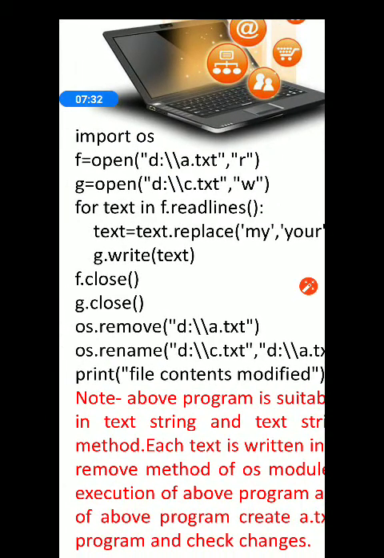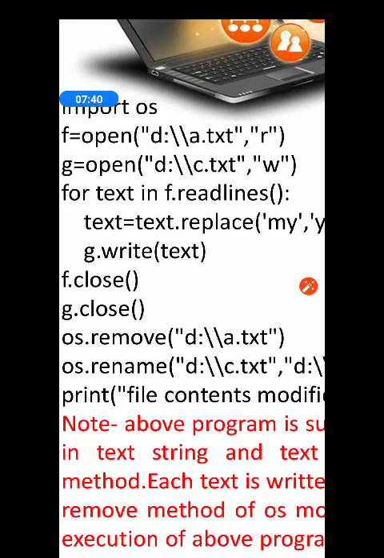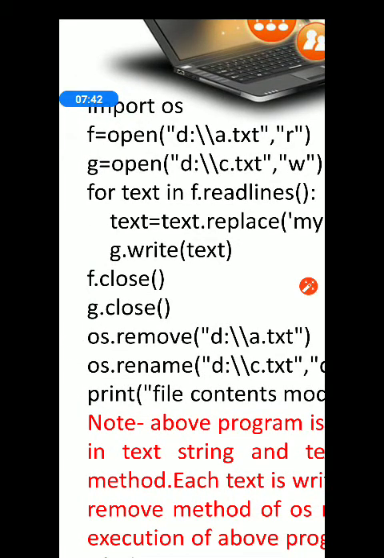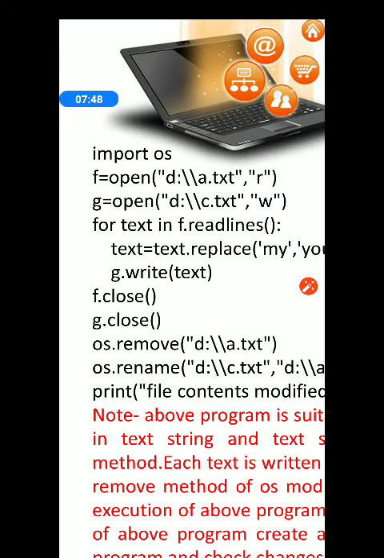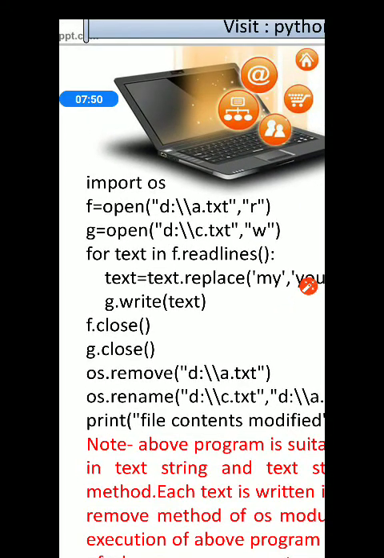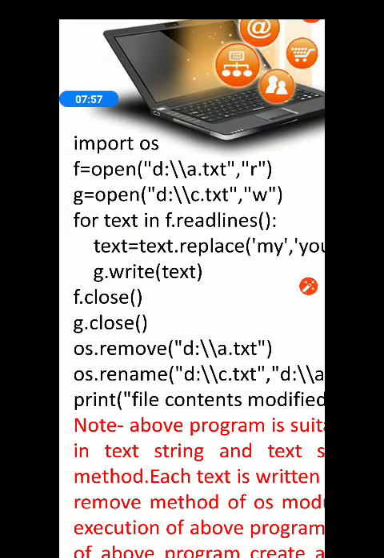So in this way, till any lines are available in a.txt, it is doing like that repeatedly. So the whole file will end, and then we have to close both the files, f.close and g.close. And after that we have to simply remove a.txt, that is the original file, we are deleting it from the hard drive. And c.txt, the new file we made, we are going to rename it.